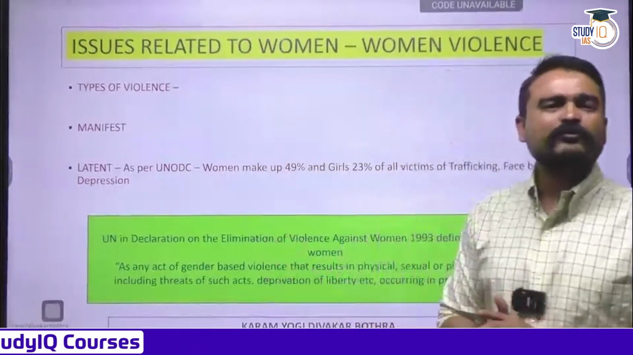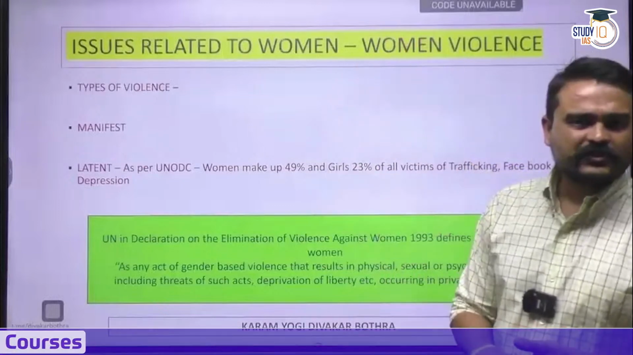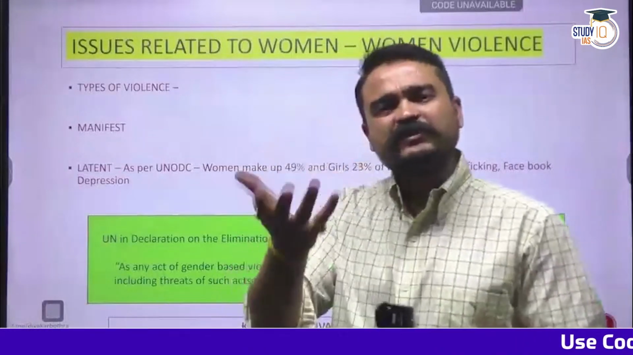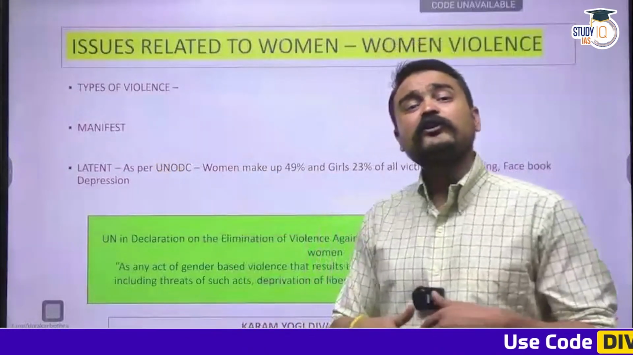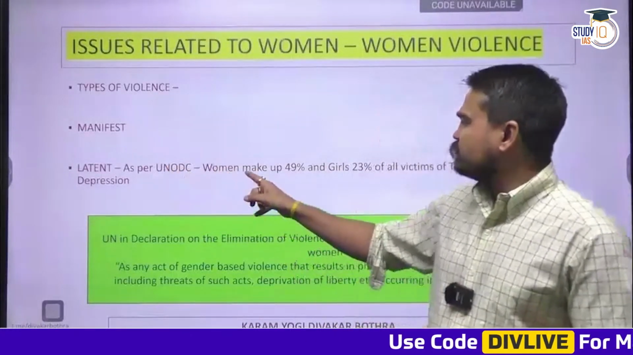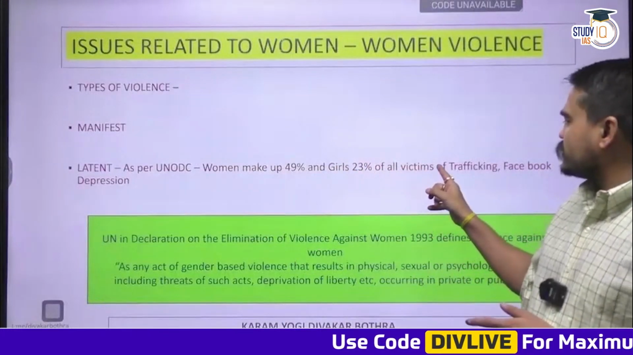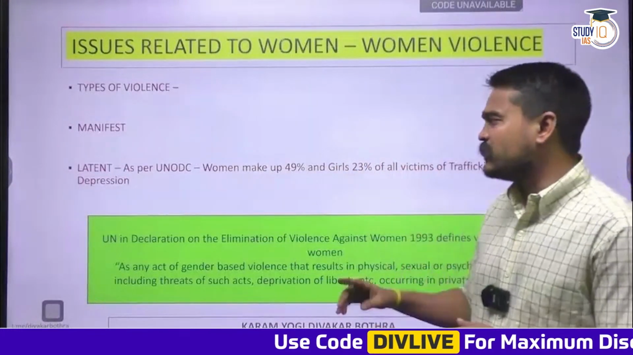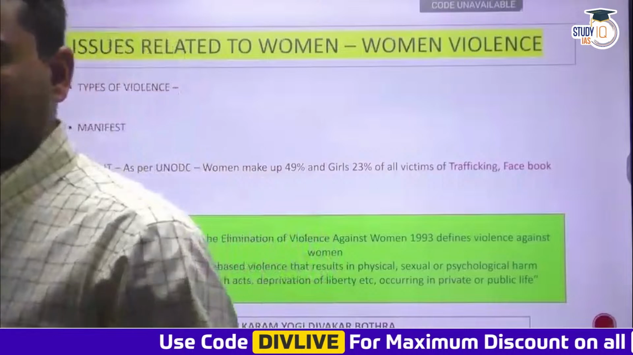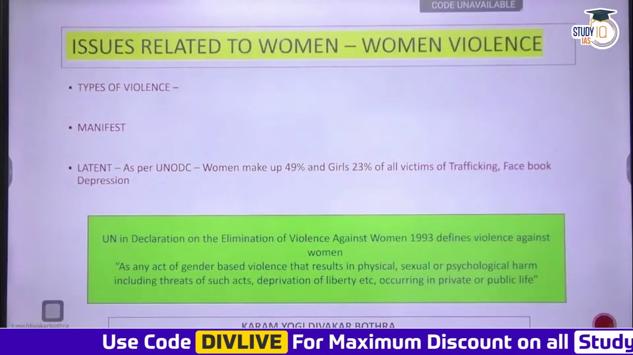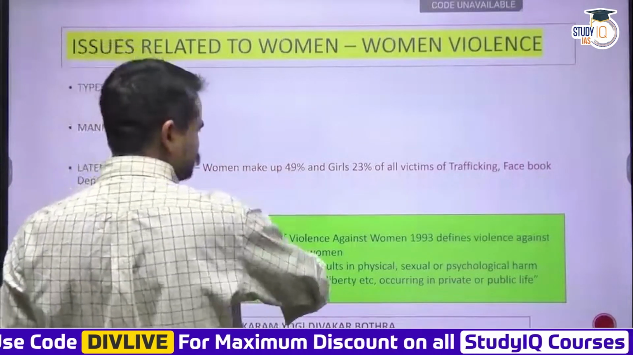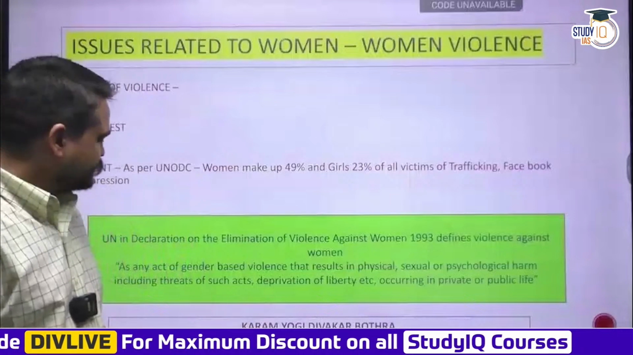The first topic which I want to discuss here is violence against women. What are the various types? Manifest violence can be seen physically. Latent violence cannot be seen but yet can be felt. As per the United Nations, women make up 49% and girls 23% of all the victims of trafficking, exploitation, etc. That means a very strong percentage of the people who are victimized are women in society, roughly 50% or roughly around 25%.